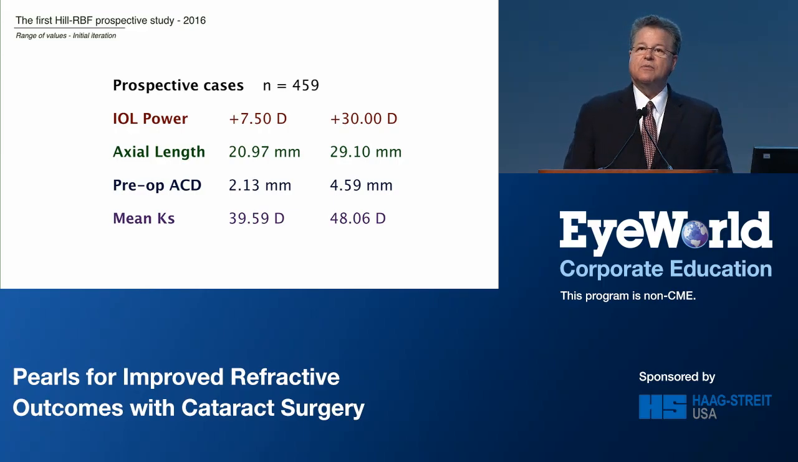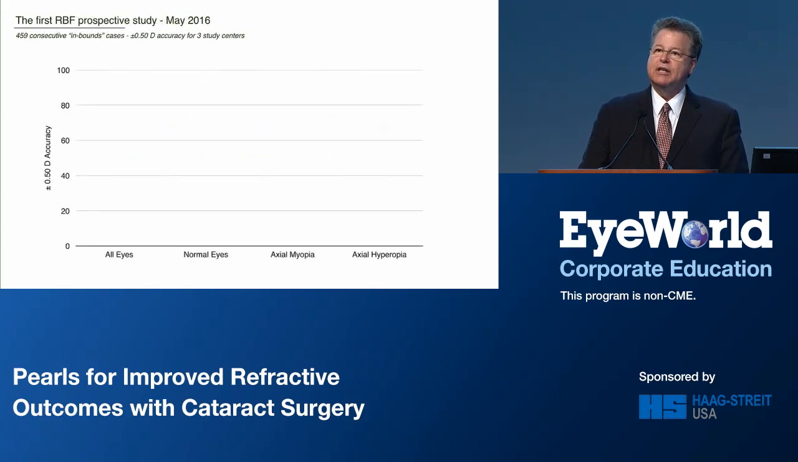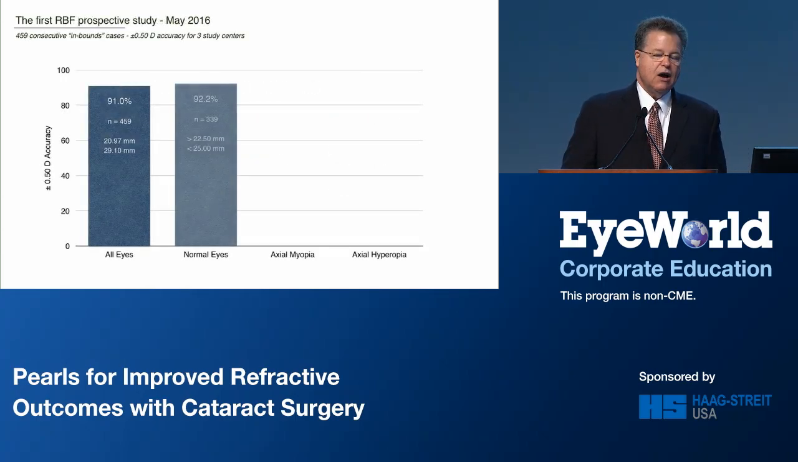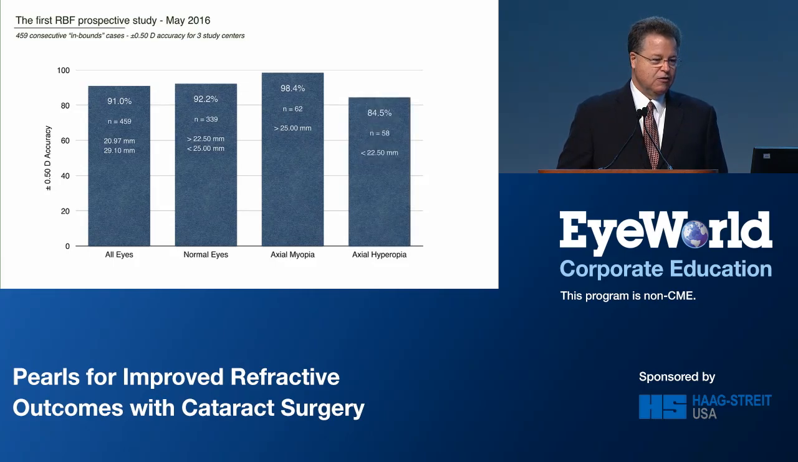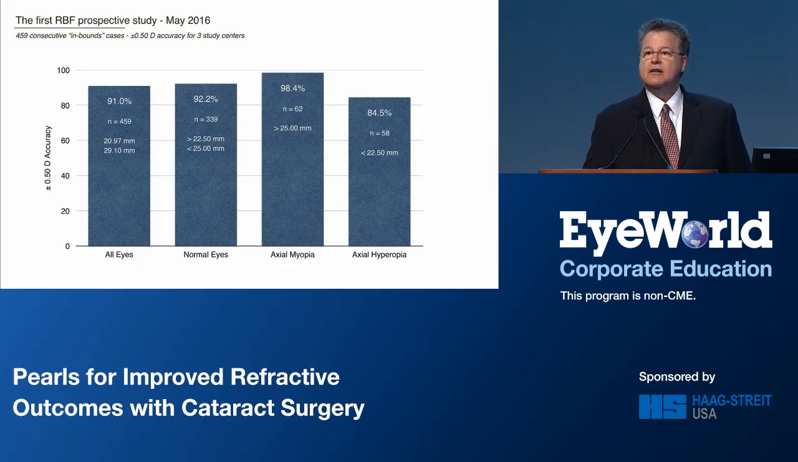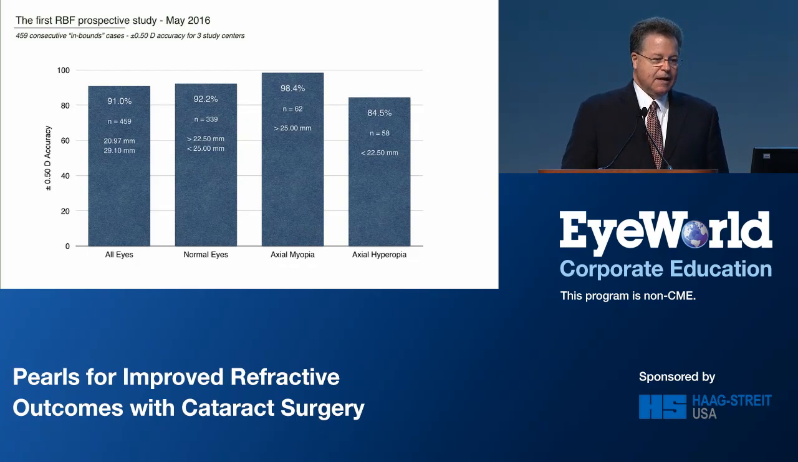Now, Mike Snyder was part of a prospective study that we did back in 2016, 459 cases, broad range of axial length, central corneal power, the IOL power Ks, and we started to see something that really made us feel good about this. If you look at the outcomes, remember, in-bounds calculations mean we can predict half-diopter accuracy for 90%. For all eyes, we were at 91%. So this validated what the mathematicians told us. Axial myopia, 98%. I'd never seen numbers like this.